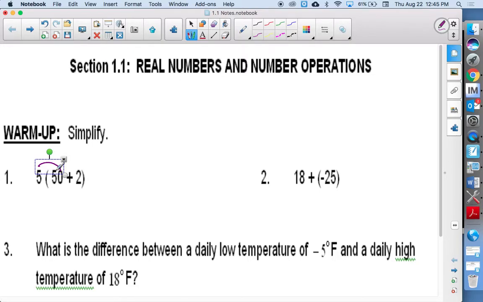5, Brooke? 5 times 50 is? 250. And then when you distribute 5 times 2, you get 10. And 250 plus 10 is? 260. So that's one way. Did anybody do it a different way for the problem?